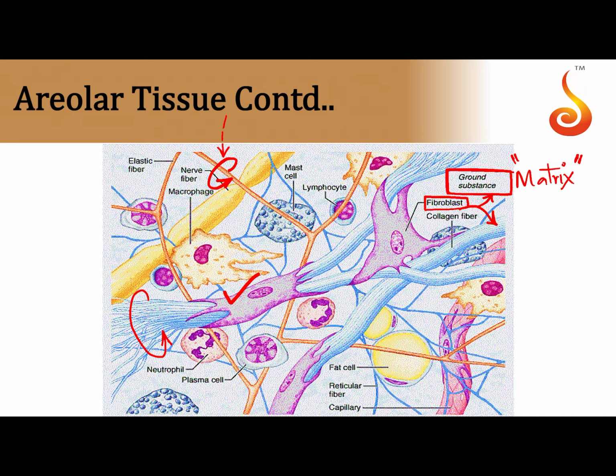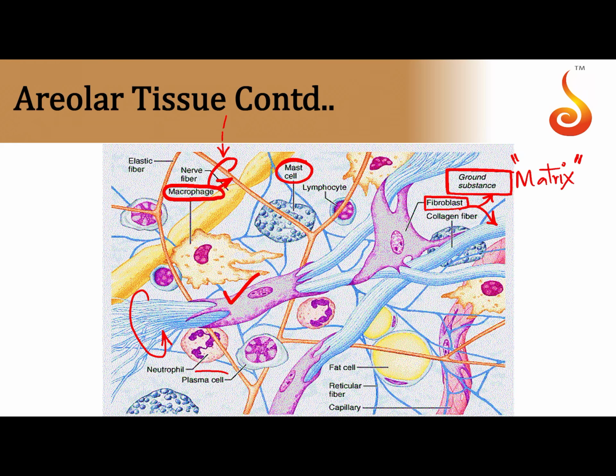Some of the cells that you can see here are macrophages. Macrophages are phagocytic. They keep roaming around the connective tissue, looking out for germs. If there are any germs, they are eaten up by these macrophages. And then you have certain cells which participate in allergy. They are referred to as mast cells.